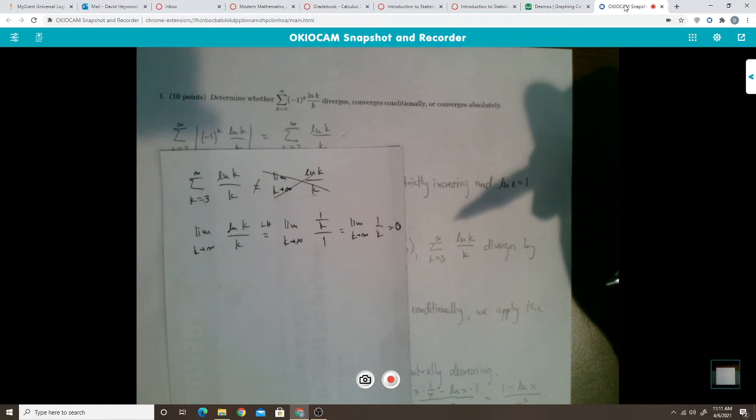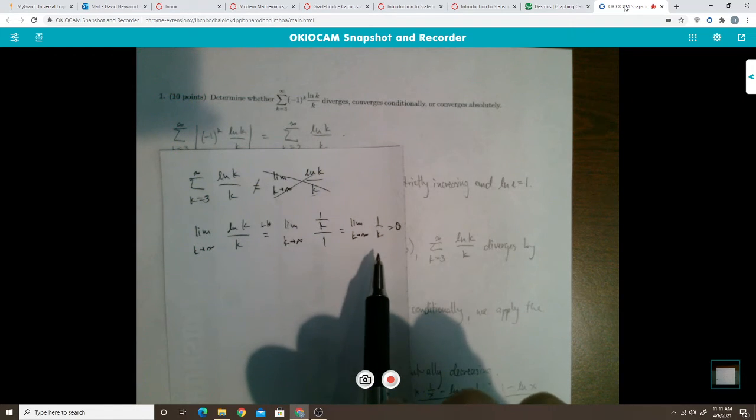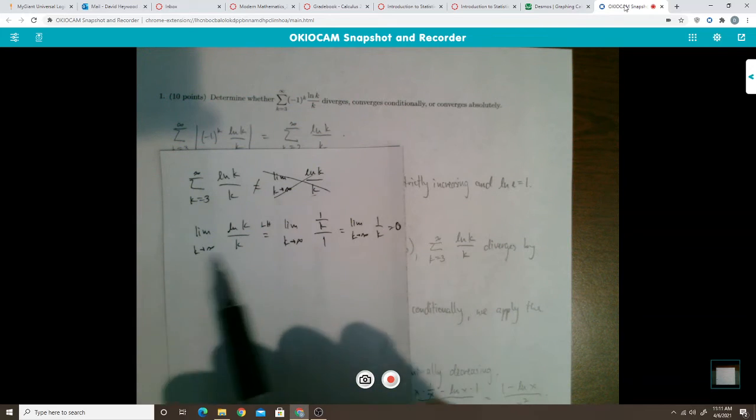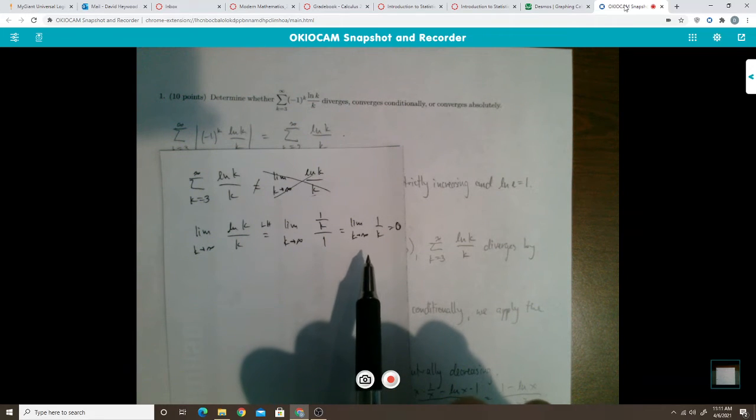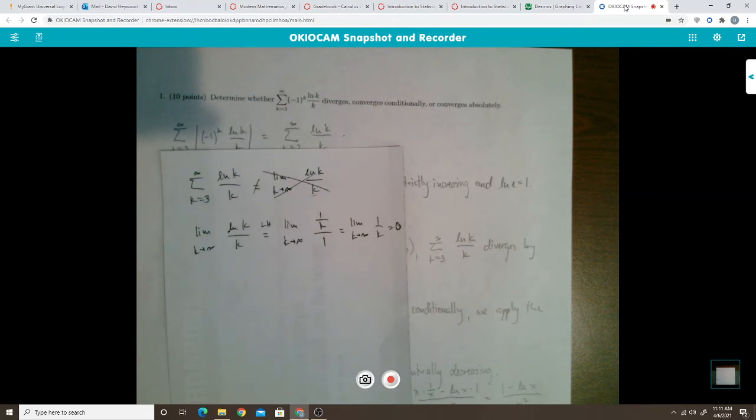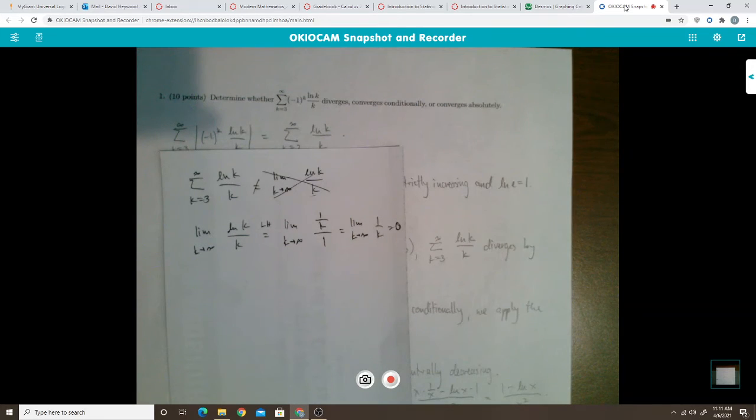But that's wrong. Because what test are you applying here? The test you're applying here is the test for divergence. And the test for divergence is inconclusive if you get 0, right? It's inconclusive. So what we've shown basically is that the series could converge or it could diverge. We still don't know. We're not any better off than we were before we ran this test. So you have to choose a different test to show whether or not the series converges or diverges.